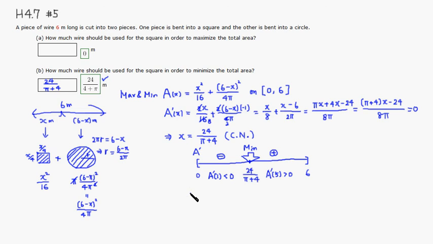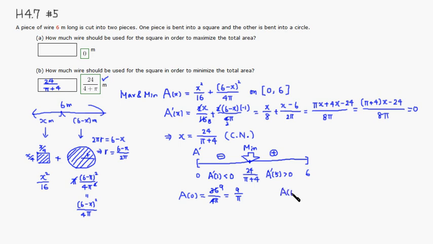All right, so let's look at A of 0. That means that you use the whole thing for the circle. So plug in 0 here, plug in 0 here, so it's going to be 6 squared over 4 pi, which is 36 over 4 pi, right, which can be simplified by dividing by 4, you have 9 over pi. All right, then we have to look for something bigger than that. So is this bigger than this?